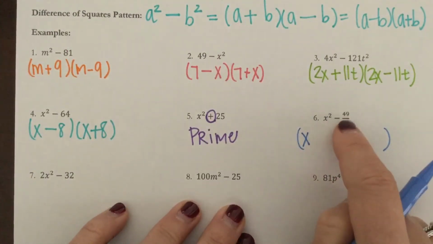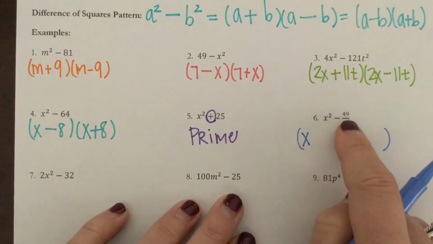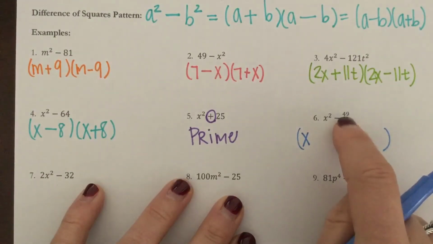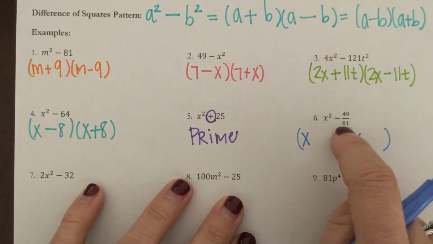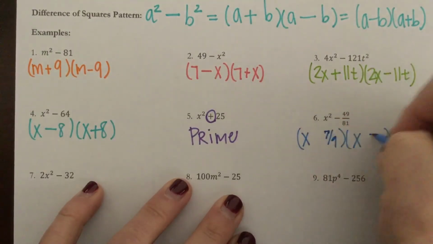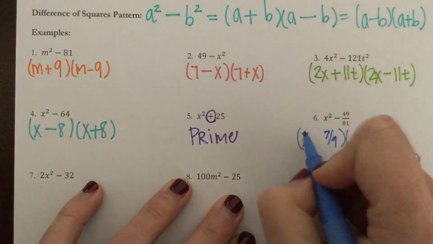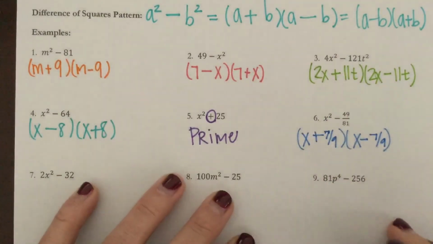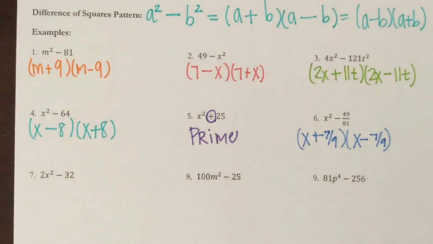All right, don't be fooled by the fraction or be scared. All right, 49 is a perfect square, that is 7 squared. 81 is a perfect square, that is 9 squared. So this is just going to be 7 over 9, and then one gets a plus sign and one gets a minus sign. Okay, don't let that fraction freak you out. All right, last 3.